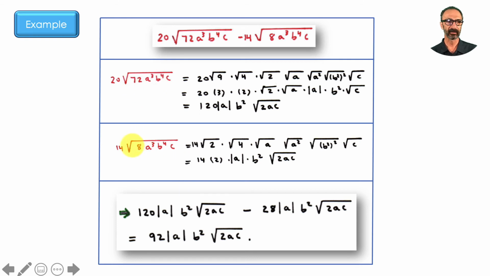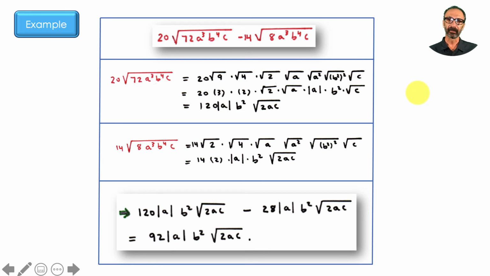Subtract this minus this, because that's the problem. I would be subtracting 120 times, as you can see right here, minus 28 times next to it. 120 minus 28 is 92, and this is the same like this. That's why I could combine them in one term. We're done.